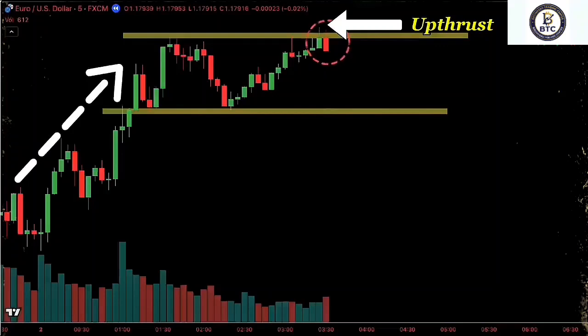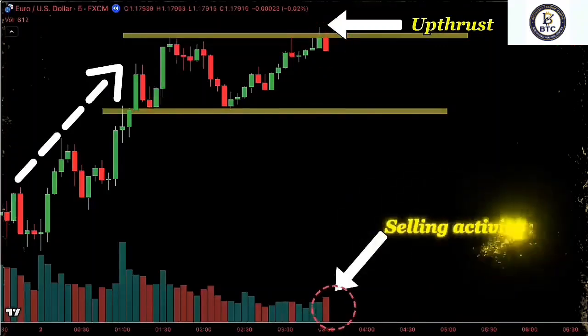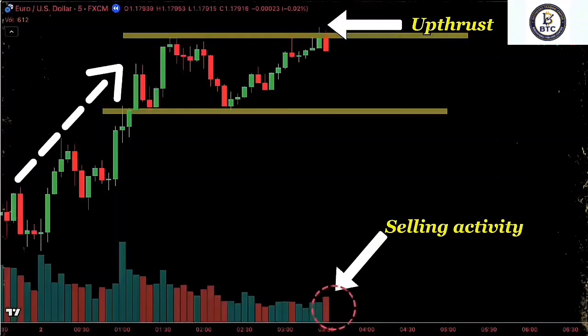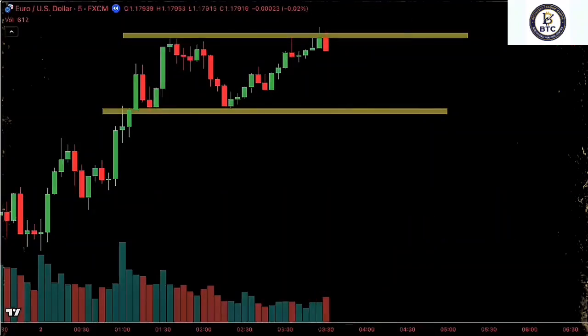Once the upthrust occurs, we look at the volume indicator to see if there is strong selling activity. And as you can see, during this buy-side liquidity sweep, volume increases and the red bar indicates strong selling pressure, confirming that sellers have entered the market. This confirms that new participants have entered the market, and this upthrust is a warning sign of the beginning of a new downtrend.